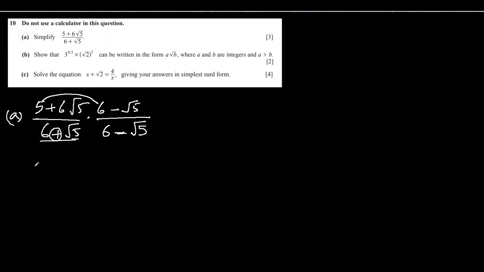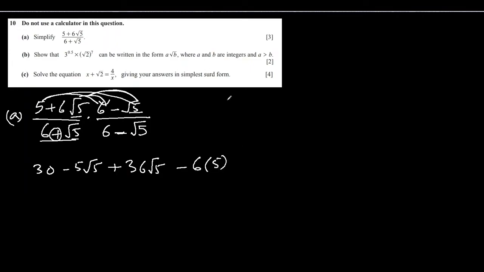5 times 6 will be 30. 5 times square root of 5 will be minus 5 square root of 5. 6 times, let's do this one first, 6 square root of 5 times 6 will be plus 36 square root of 5. And then 6 square root 5 times square root of 5 will be minus 6 times complete 5. Whenever a square root of 5 and square root of 5 multiply, they become a complete number. Basically, square root of 5 times square root of 5 is square root of 25, which is 5. So that's why I wrote this bracket.